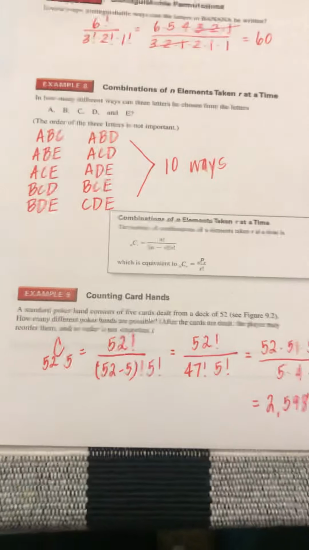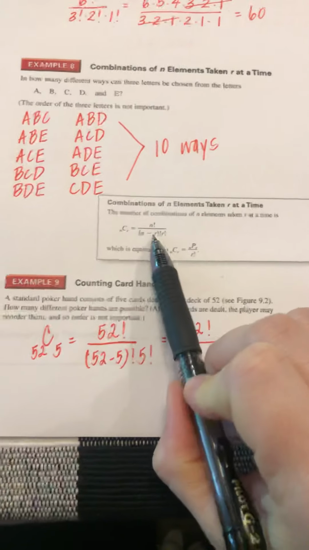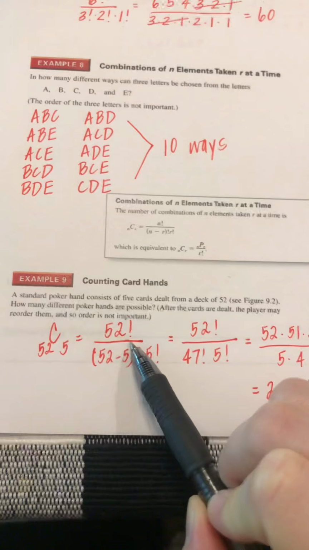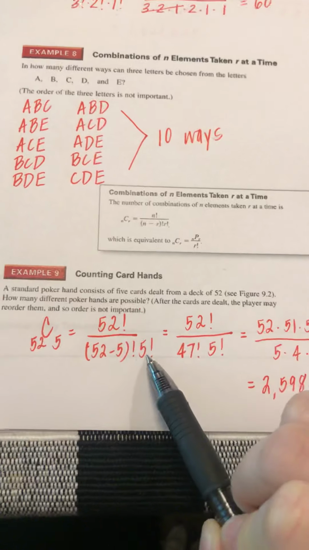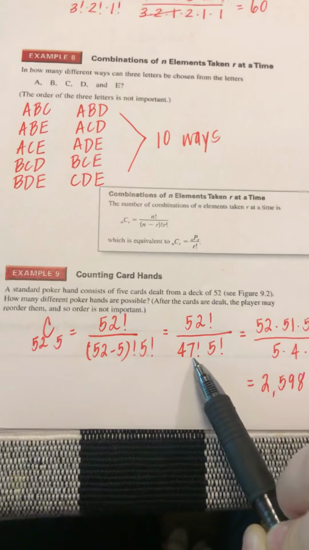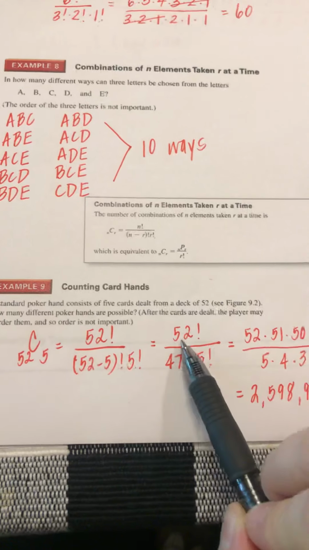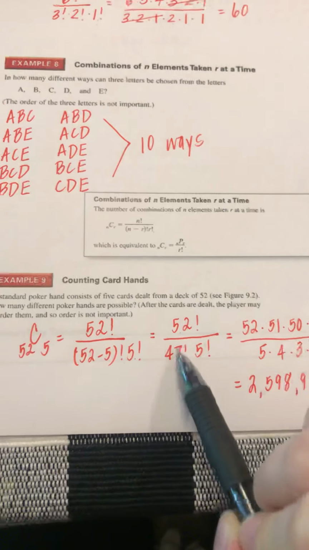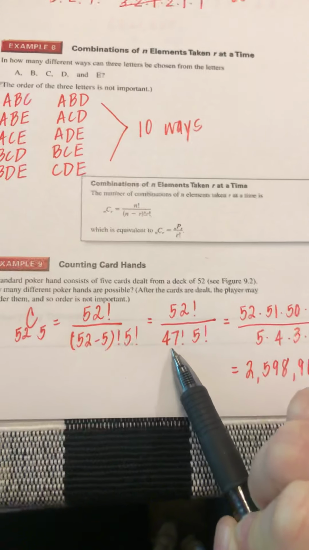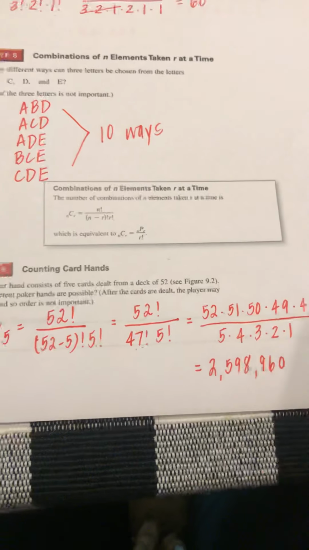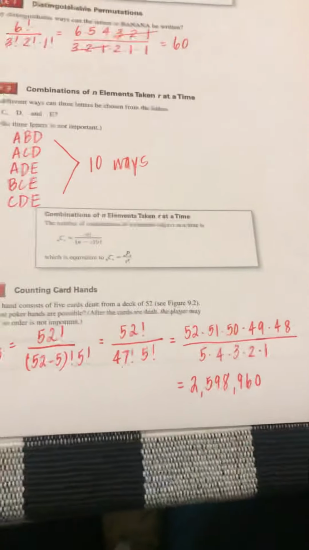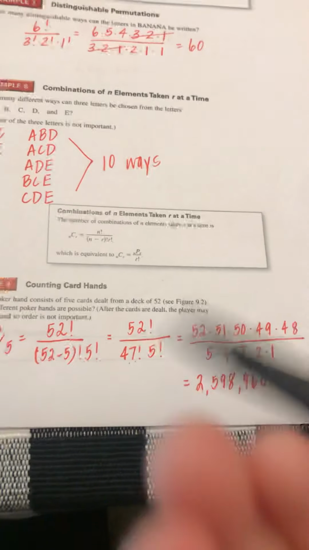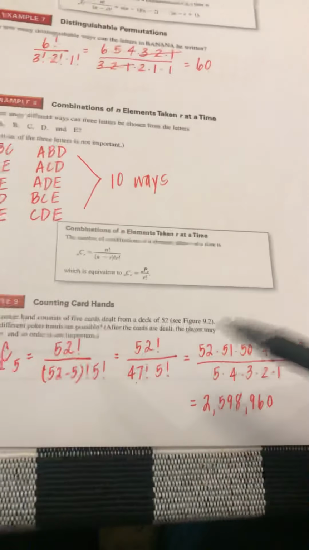A standard poker hand consists of 5 cards from a deck of 52. How many different poker hands are possible? So I'm going to use this formula up here. Okay, 52 factorial goes on top. 52 minus 5 factorial on the bottom, and 5 factorial on the bottom. 52 minus 5 is 47. If I was to do this all the way to 1, 47 would cancel everything that 52 had starting at 47. So I can only do 52 to 48.